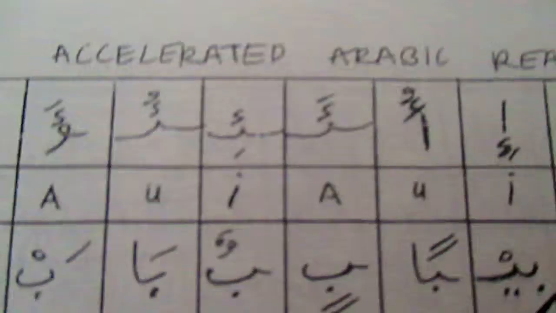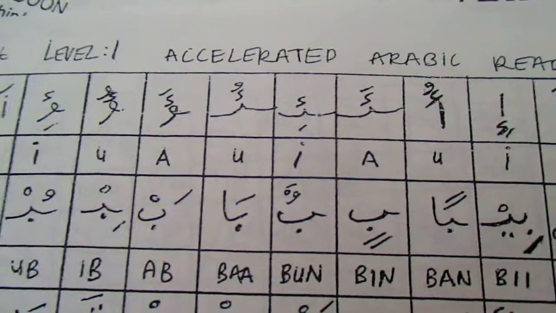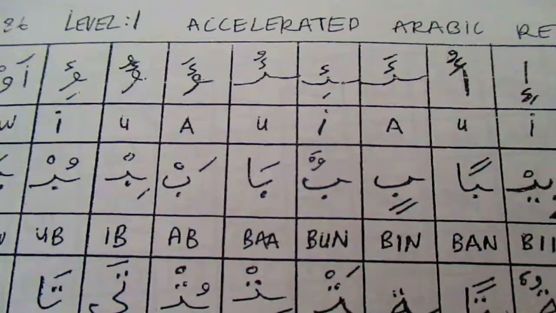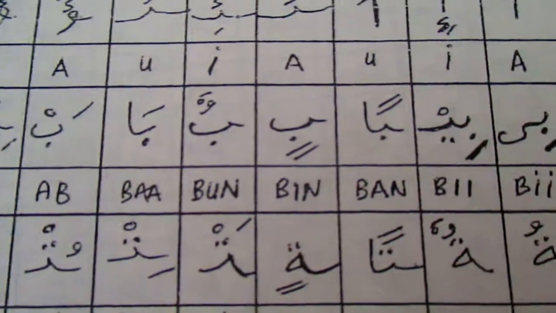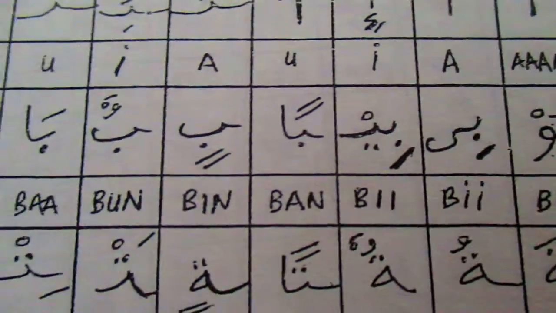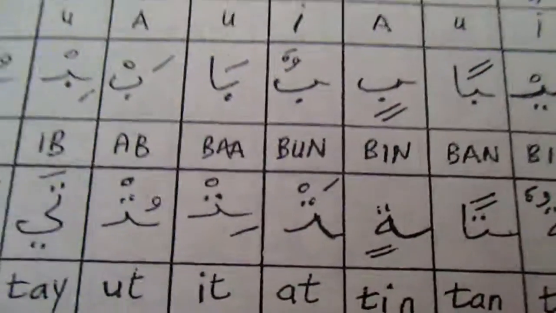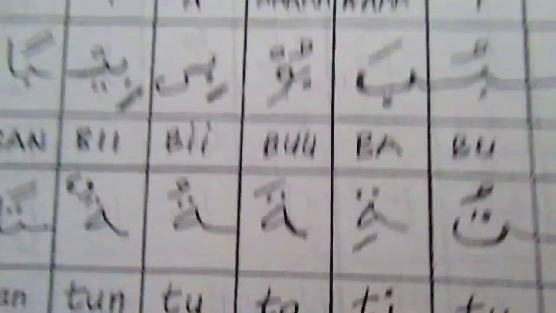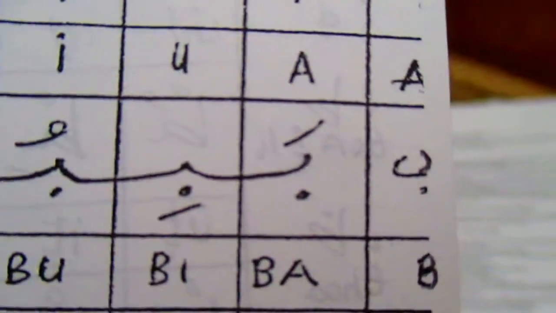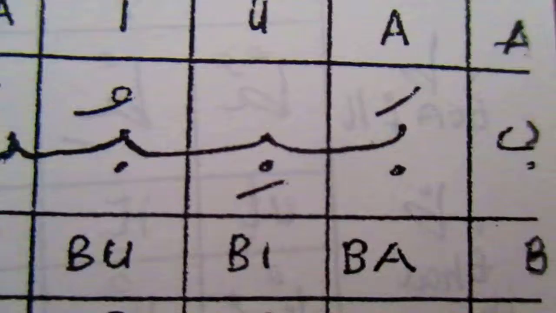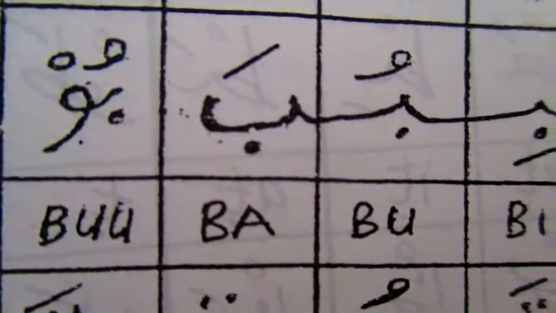What I'm trying to get people to see is that a letter has different forms. It has an isolated form when a letter stands on its own. It has an initial form, when a word starts with it. It has a middle form, and at the end it has a different form. So let's look at the letter ba. Here's what the ba looks like in front, what it looks like in the middle, in the middle again with the U sound, and at the end.